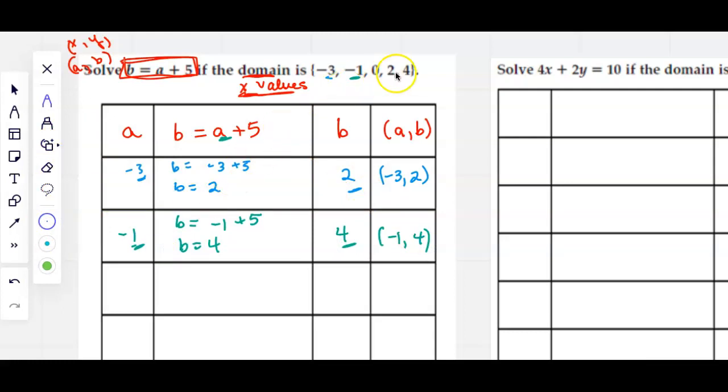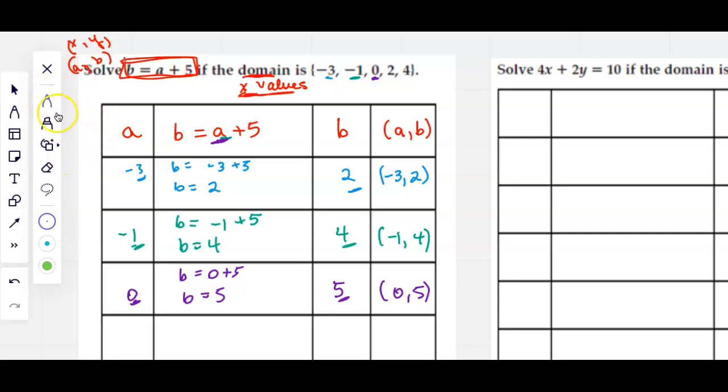So now we'll do 0. 0 is always one of my favorite ones to work with. So B equals, and we have A again, so A is 0 plus 5. And then B equals 0 plus 5, which is 5. So B is 5. And our ordered pair now is going to be A is 0, B is 5. So 0, 5.